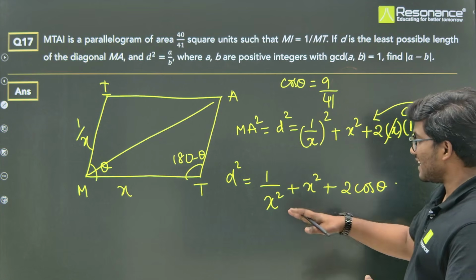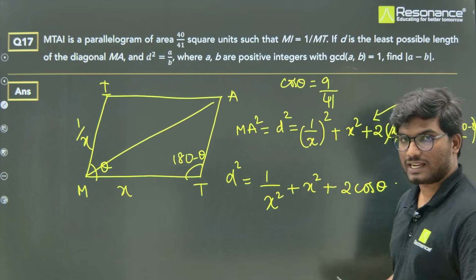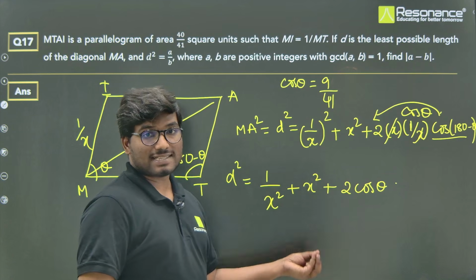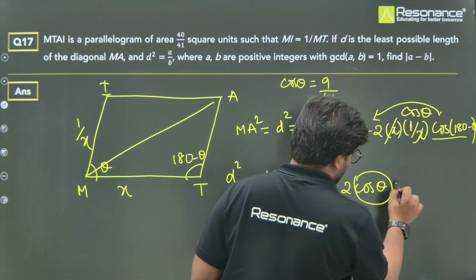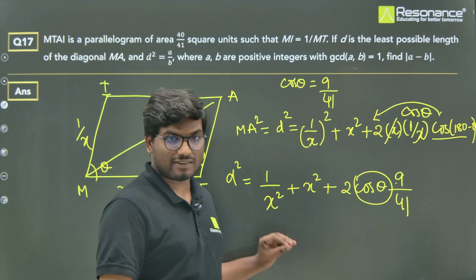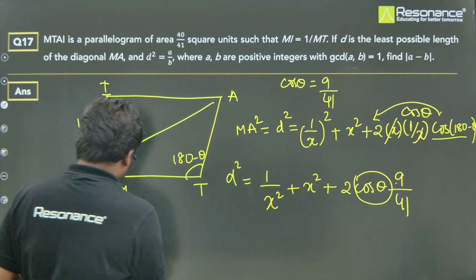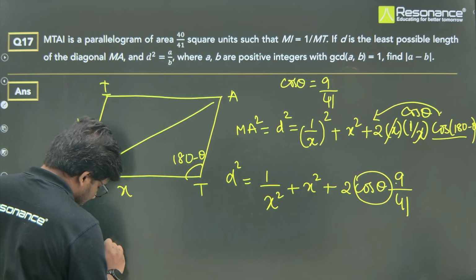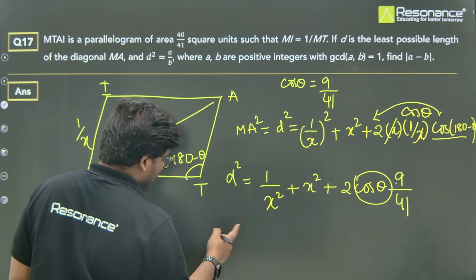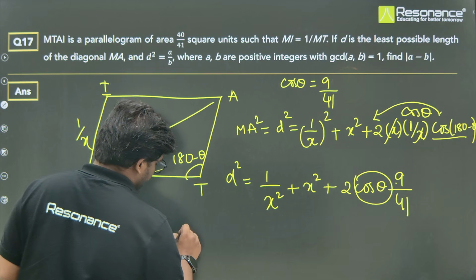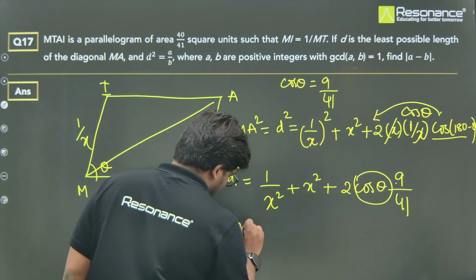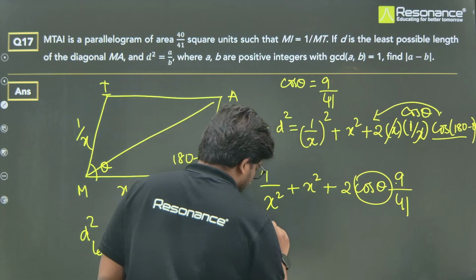So d square is 1 by x square plus x square plus 2 cos theta. What do we have there? This clearly indicates us to take an AM-GM. 2 cos theta is 2 into 9 by 41. So when we take AM-GM, they have to be equal terms because they are reciprocals. x square becomes 1. So d square least is 1 plus 1 plus 2 cos theta, 2 into 9 by 41. 2 into 9 by 41 is 18 by 41. So it is 2 plus 18 by 41. So 82 plus 18, 100 by 41.